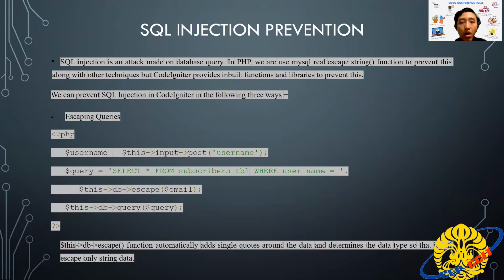And this is one of the CodeIgniter securities, SQL injection prevention. SQL injection, as I said, is an attack made on a database query. In PHP, we use the mysql_real_escape_string function to prevent this, along with other techniques, but CodeIgniter provides built-in functions and libraries to prevent this.